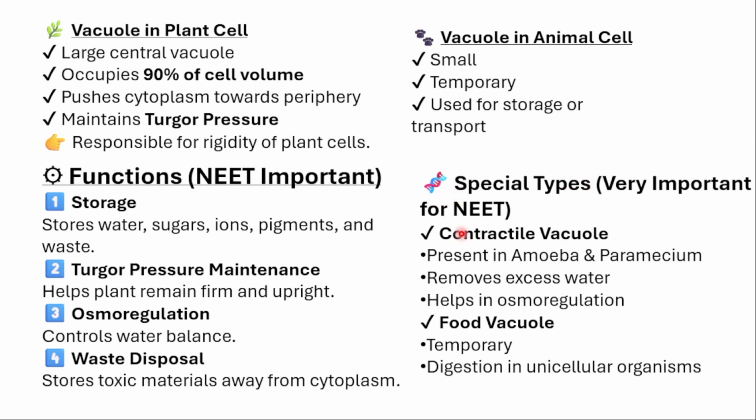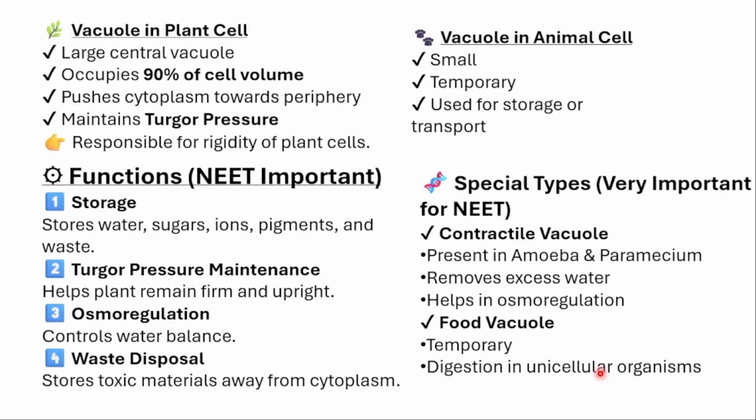Next, there are special types which are very important for NEET, so I am going to explain this one. Contractile vacuoles are present in amoeba and paramecium, which remove excess water and help in osmoregulation. This question is already asked, extended from NCERT. Food vacuole, temporary, digestion in unicellular organisms. Food vacuole is temporary, but it is helpful in the digestion in unicellular organisms.